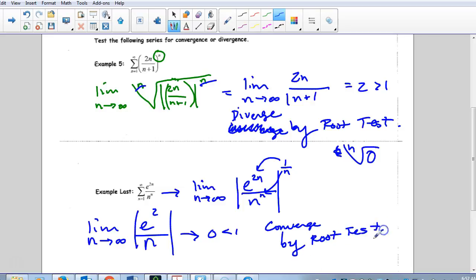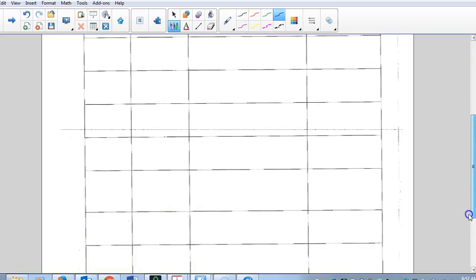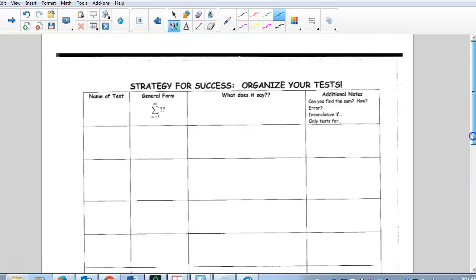So now you guys can fill out these are all of the tests that we're using. So let me see if I can find the summary. You already started this. Strategy for success, organize your tests. Kind of rhymes. So you've already done a bunch of these because we assigned it before. Now you have the tools to finish this. There are no more tests. And so finish this, and then I will let you know what the homework is.